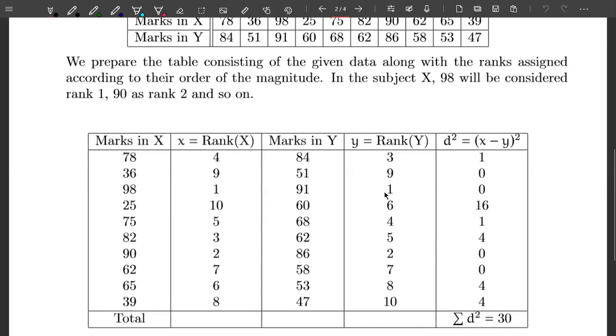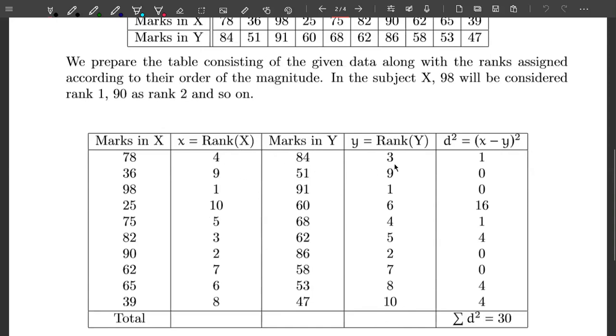So he will get the first rank, and the second rank goes to the student who has scored 86 marks, and the last rank is obtained by the student who has scored 47 marks. So based on these ranks of X and Y, we calculate the value of D square, which is equal to (X minus Y) whole square.